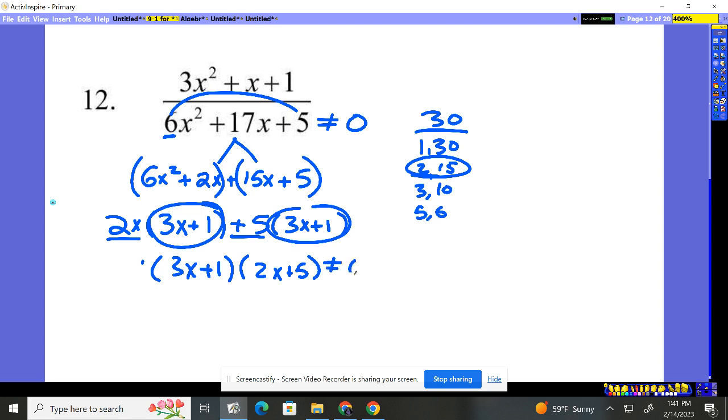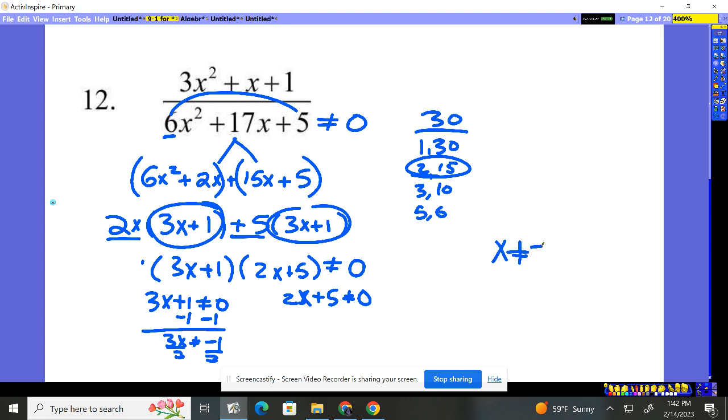We now say, hey, you can't come out to be 0. We have two things multiplied together that can't be 0. So I say this piece either can't be 0 or the 2x plus 5 can't be 0. Subtract 1, we're just solving. 3x can't equal a -1. Divide by 3. -1/3 is one of my answers.